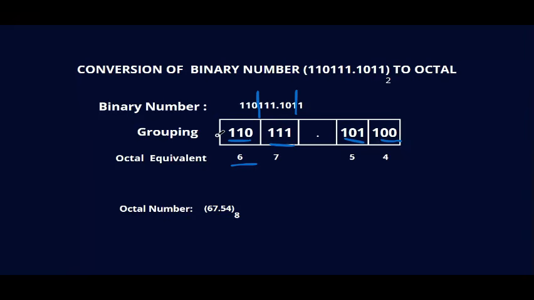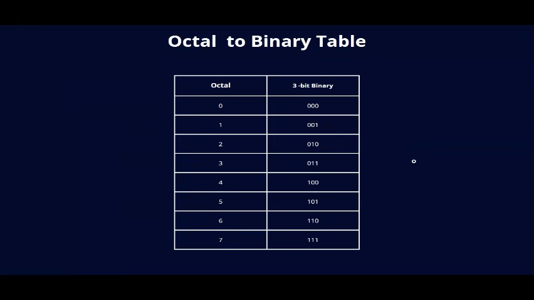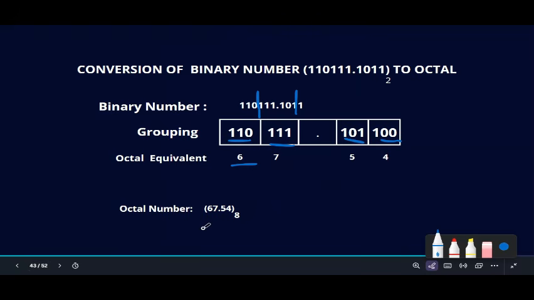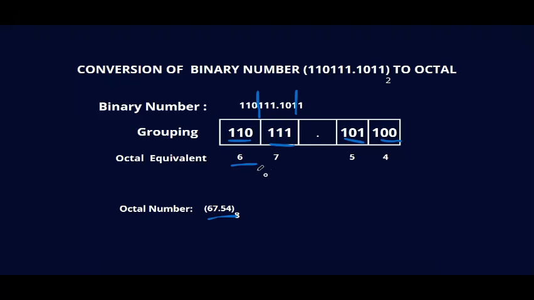Next, we convert the 3-bit binary to its octal equivalent. So 110 is 6, 111 is 7, 101 is 5 and 100 is 4. You can refer to this table to convert the 3-bit binary to its octal equivalent. Finally, you get the octal number as 67.54.